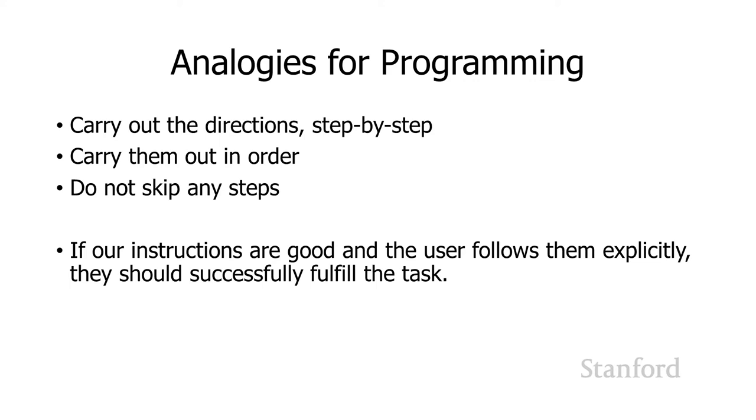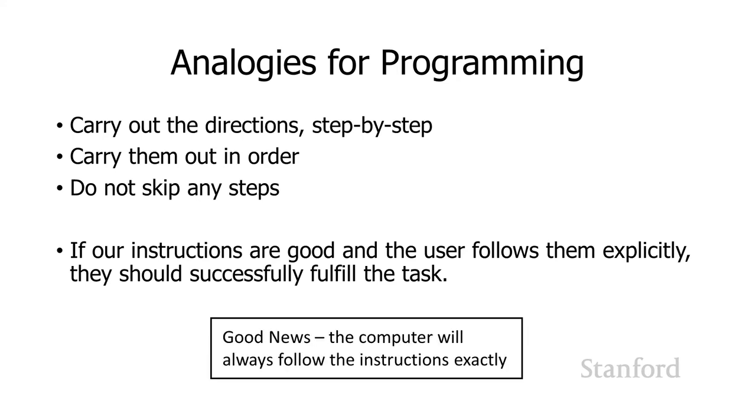For both these tasks, we've given a number of directions that should be carried out step by step, and they are to be carried out in the order in which they're listed. That is important. And they are not to skip any of the steps. That actually turns out to be important as well. So if our instructions are good and the user follows them explicitly, they should successfully fulfill the task that we've given instructions for. So the good news here is the computer will always follow the instructions exactly.